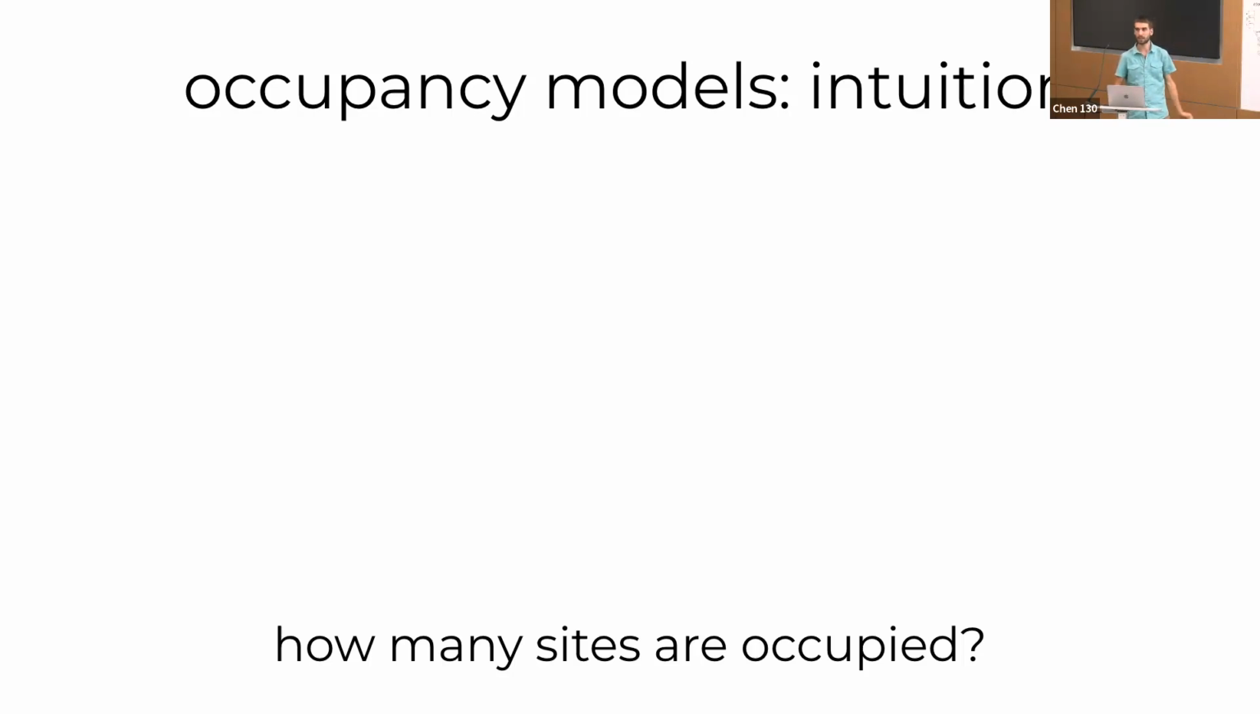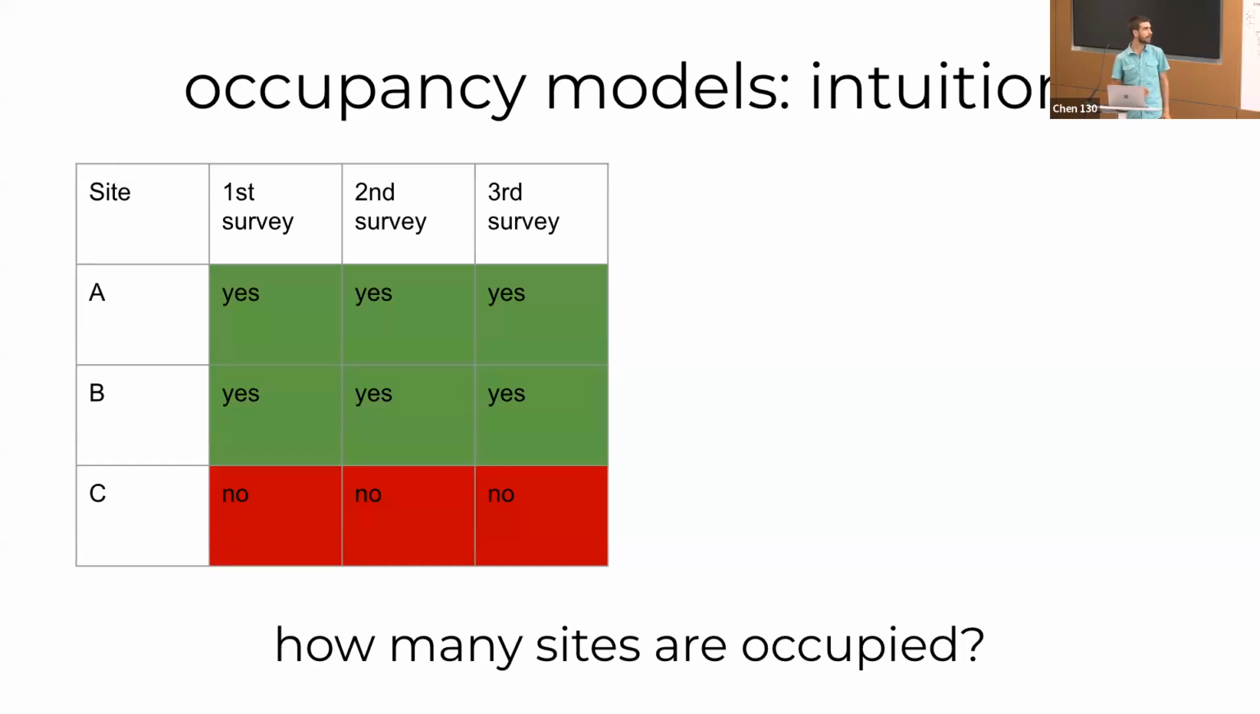Some, but not all. Okay, so I'm just going to give a very high level intuition for what an occupancy model does. The idea of an occupancy model is you just want to know, I have 10 or 20 sites in my study system, 100 sites. I want to know which of them my focal species is present at.